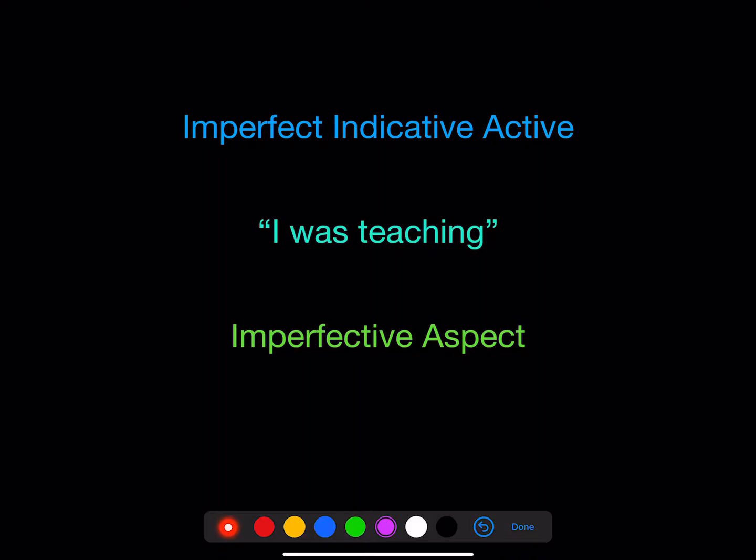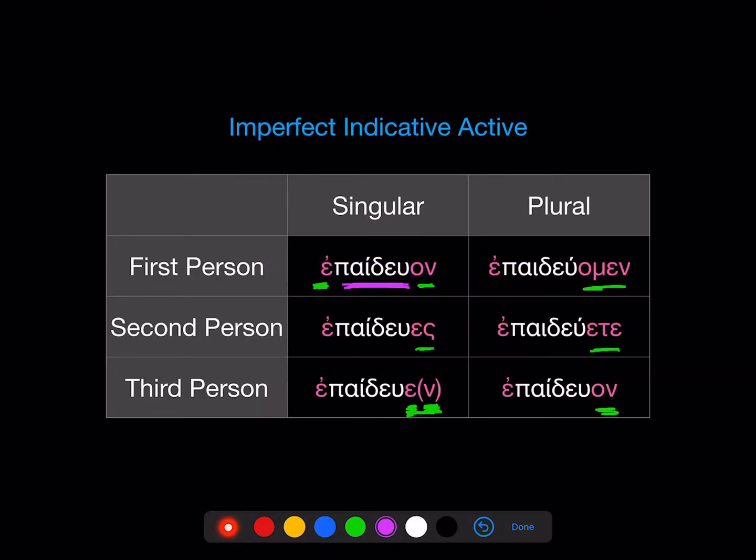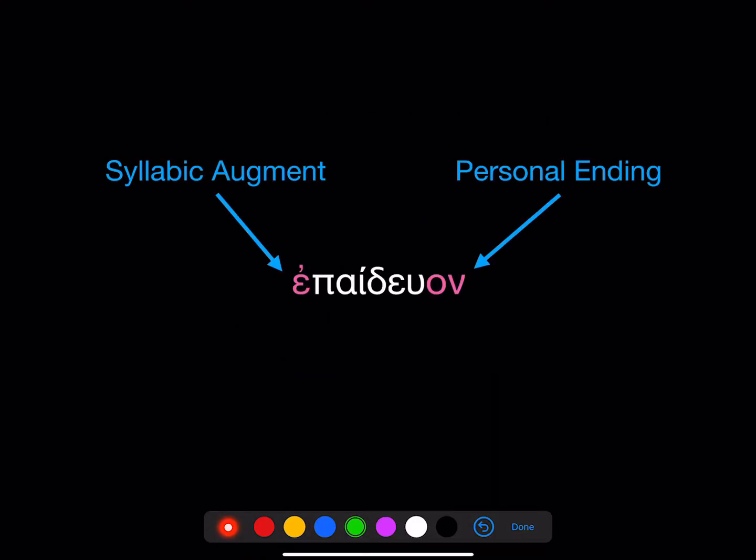Now the imperfect indicative active is a past tense and it always has imperfective aspect. We're going to learn a different past tense later on that has aoristic aspect. So the imperfect indicative active always has imperfective aspect. So: I was teaching, you were teaching, he, she, it was teaching, we were teaching, y'all were teaching, they were teaching. So, stem from the first principal part, personal ending, and augment.